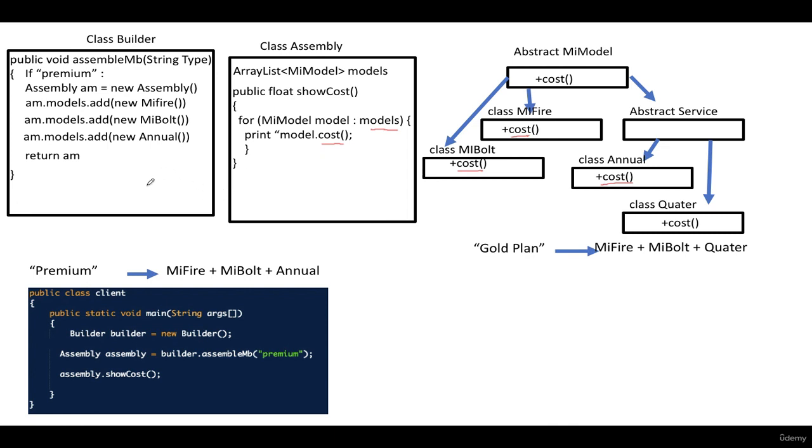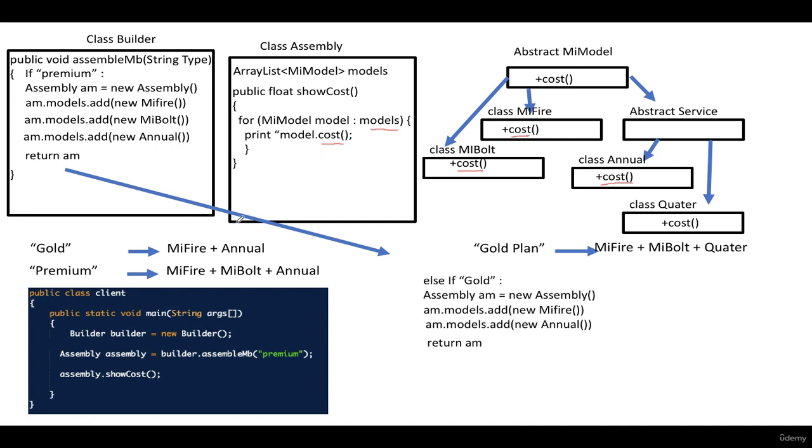Similarly, we can add multiple purchase plans in our system. Like let's say if we want to add the gold purchase plan, where we need to create an instance of MI Fire and annual servicing. So we can simply add one else if statement here like this. So let's say we add the else if of gold purchase plan, and here we simply create the instance of the Assembly class and then one by one add all the instances of the classes. Like in this case, we add the instance of MI Fire and annual servicing into this am.models.add and return that instance.